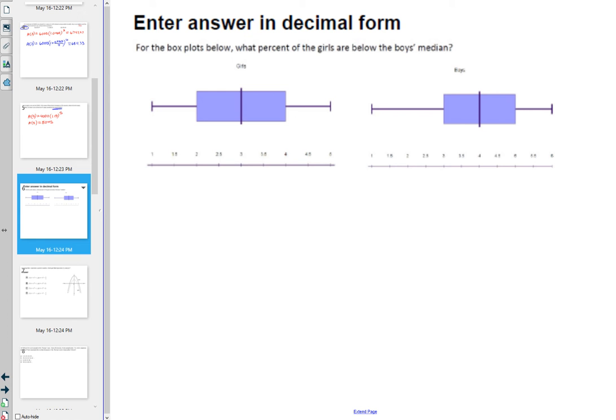So the first thing I have to do is figure out, well, where is the boys' median? This looks like boys. This is the median. I know it's a little blurry here. I believe that's 4. The boys' median is 4. So they want to know what percent of girls are below 4. If I look at 4 on the girls, it happens to be that the 4 is actually Q3. So on any box plot, what percent is below Q3?